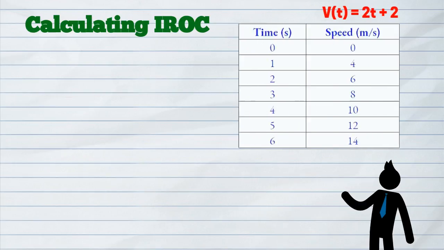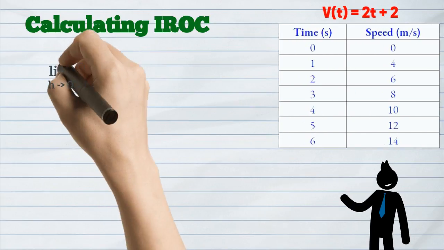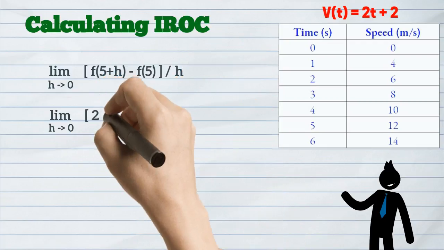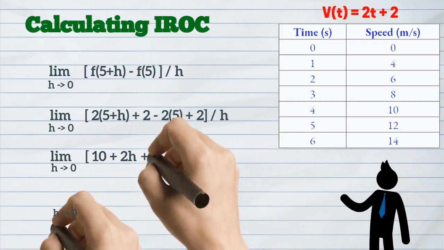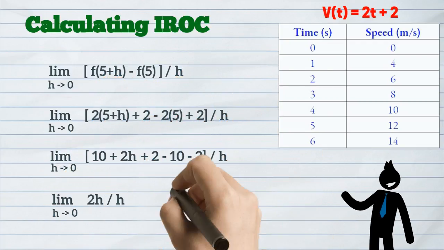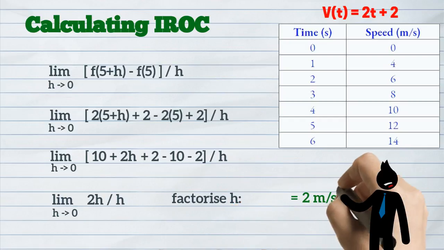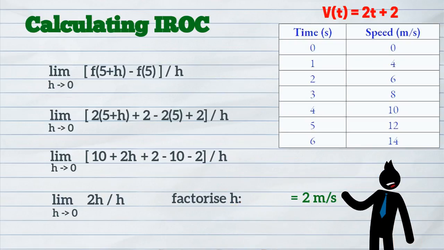So, to calculate the rate of change in the speed of the car at 5 seconds, we use the difference quotient and plug in the values of f(5 + h) and f(5) into the formula and expand. We then simplify this equation until we arrive at the part where h is factorized out, giving us an answer of 2 meters per second.